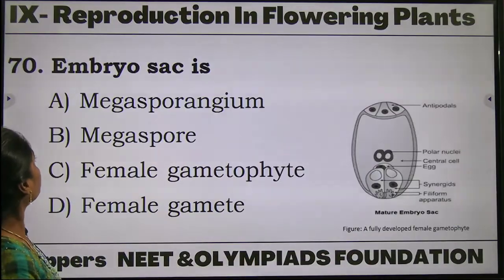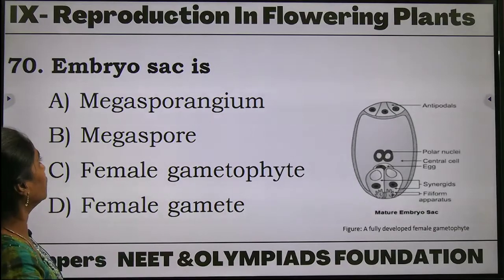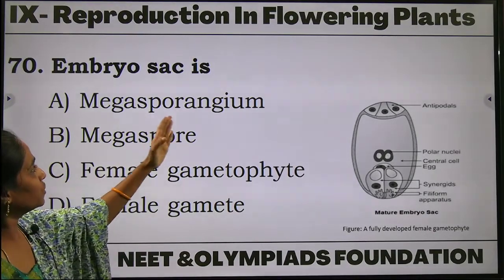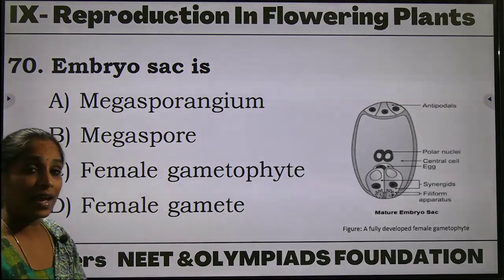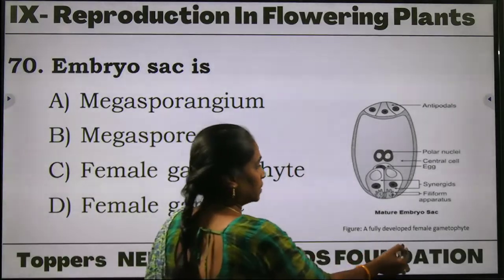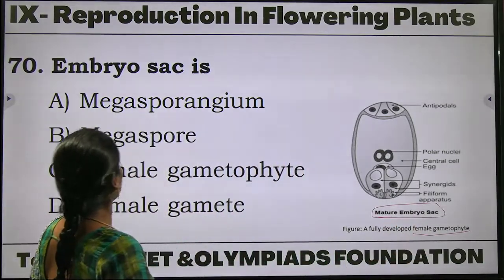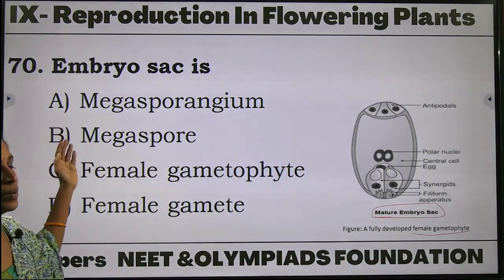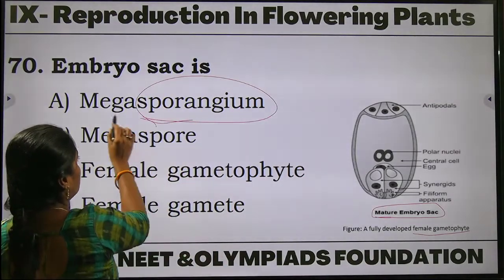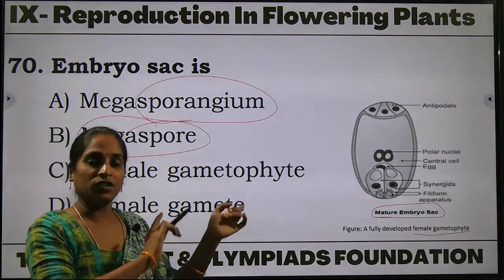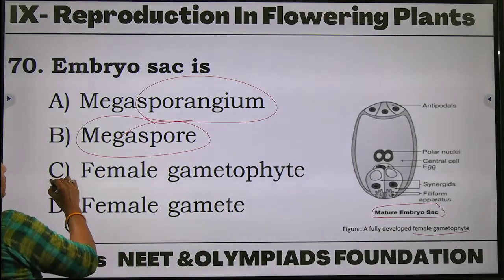Next, coming to the next question: what is the embryo sac in this condition? Is the embryo sac a megasporangium, a megaspore, a female gametophyte or a female gamete? The picture indicates it is a female gamete, a mature embryo sac. It is not a megasporangium, it is not a megaspore. Sporangium can be seen in spore structures. The megaspore mother cell is during the developmental condition of a female gametophyte. So option C will be the correct one.